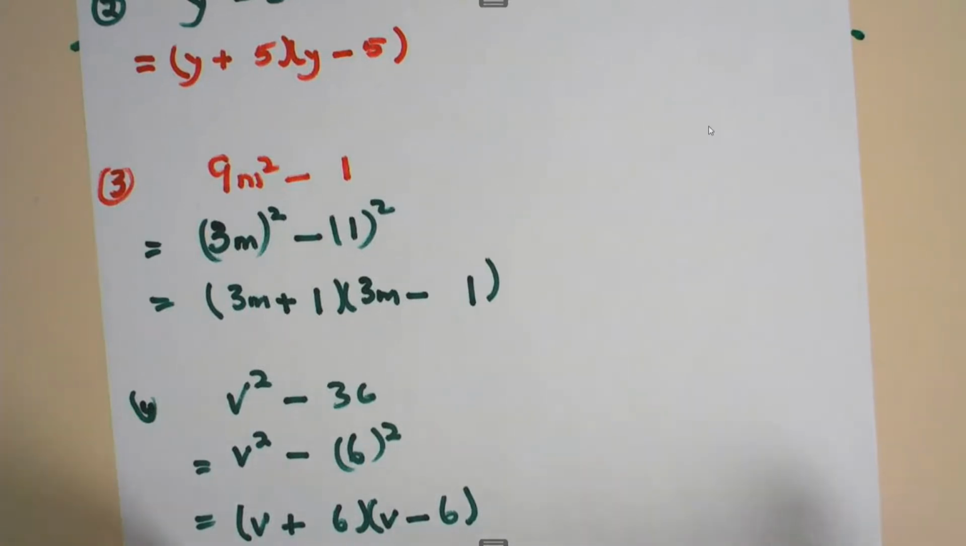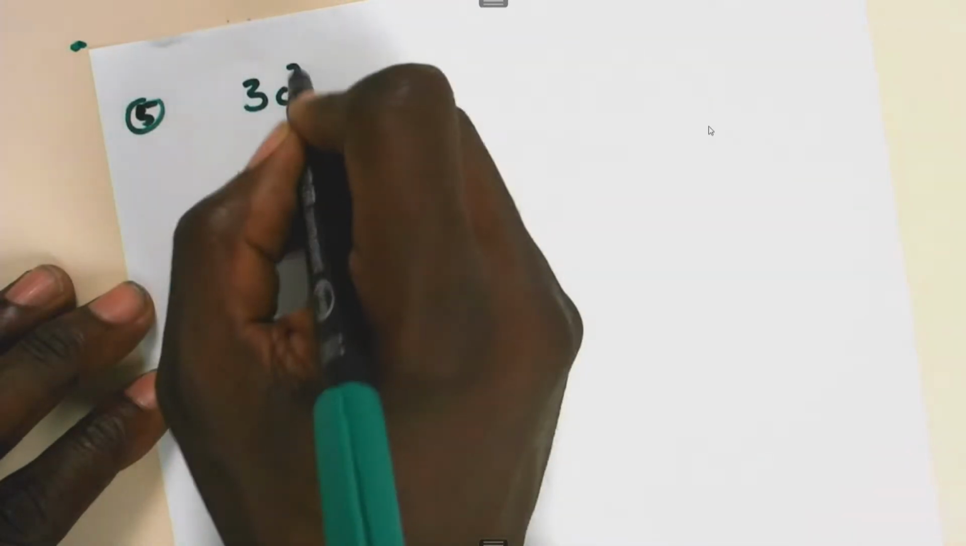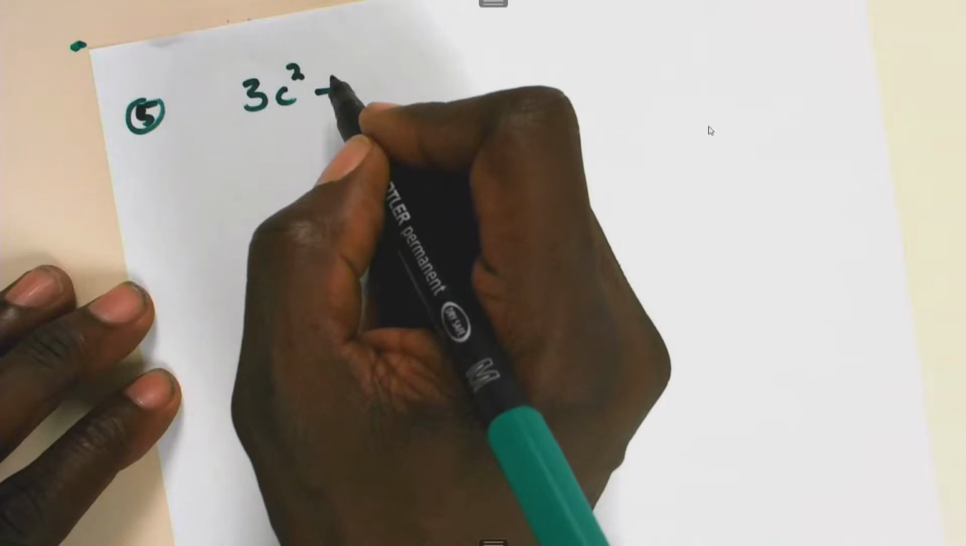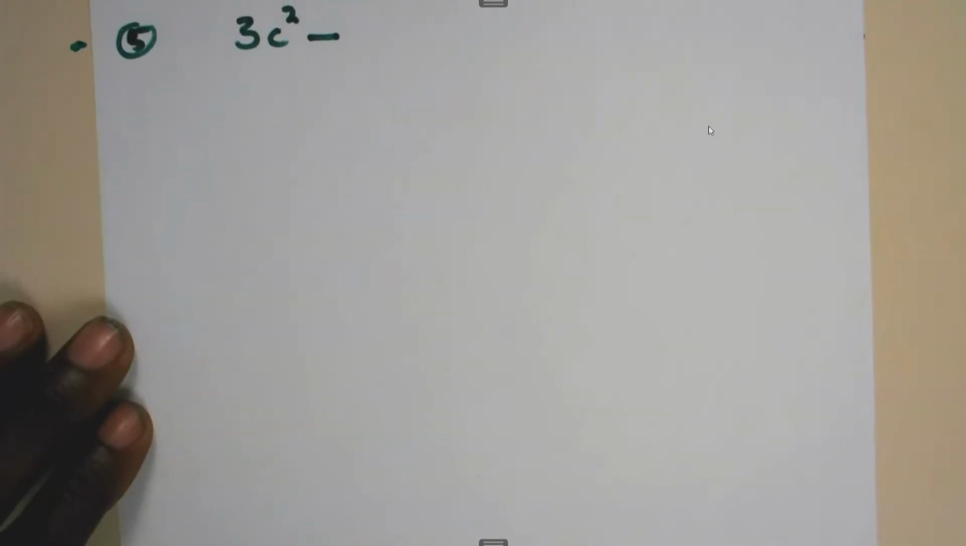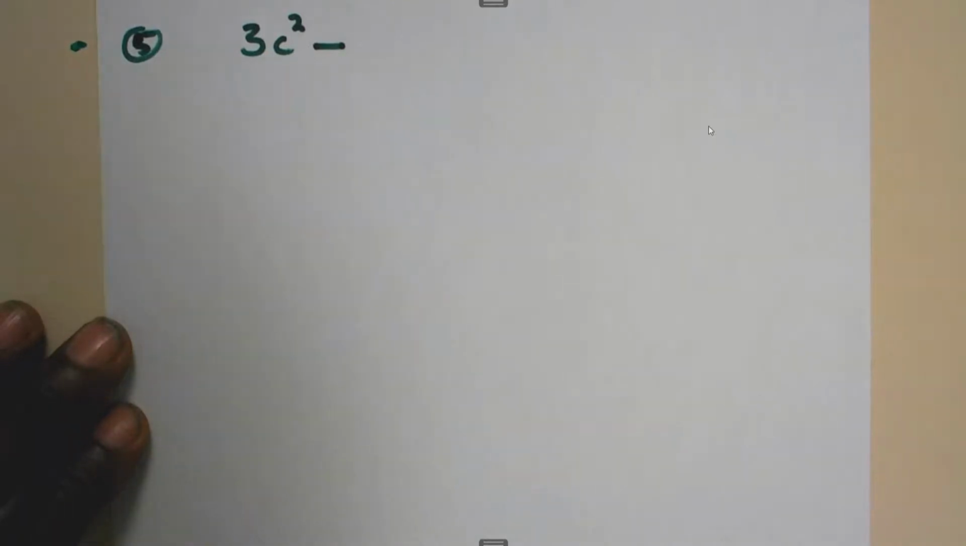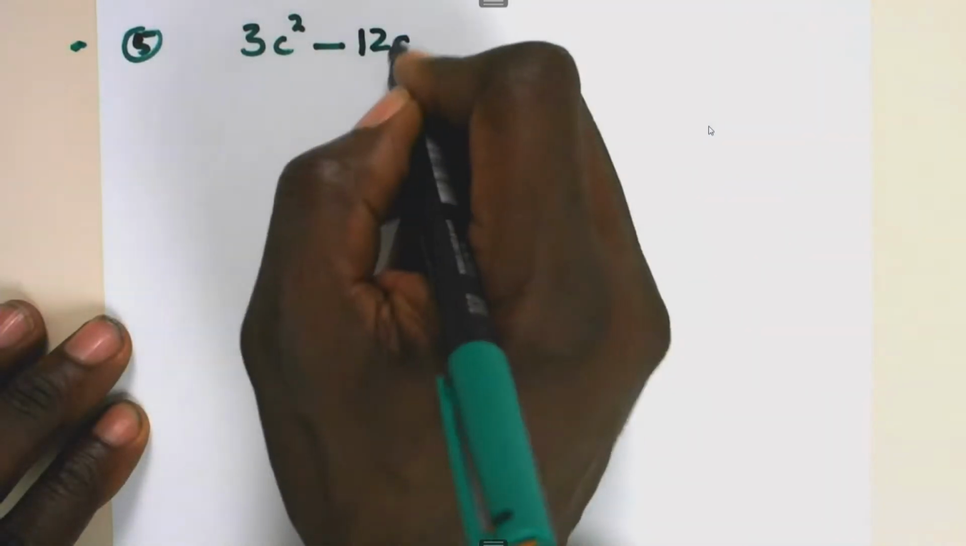Now we come to the last example. Before I give you that, you can go and do it at home. Let's say number 5. We have 3c squared minus 12d squared. There are those that you need to take out something. However, I believe this is grade 10's work. But let's do it because I was thinking that we can do this.